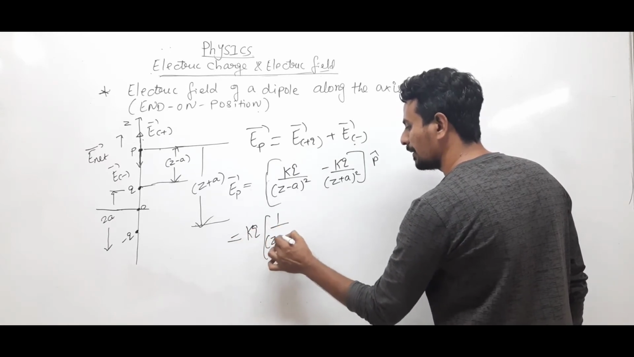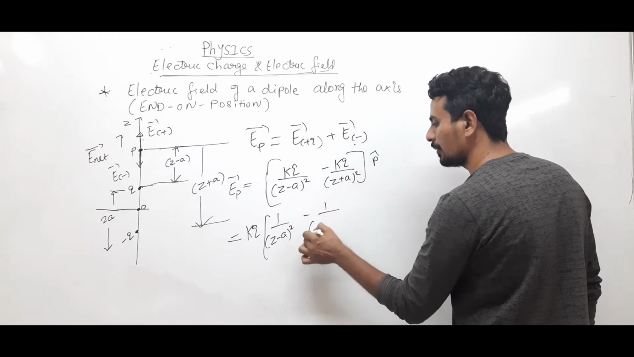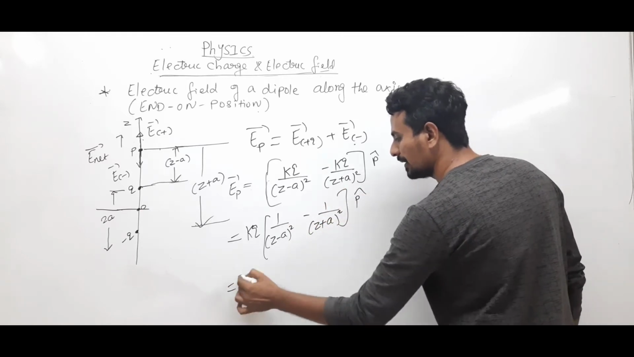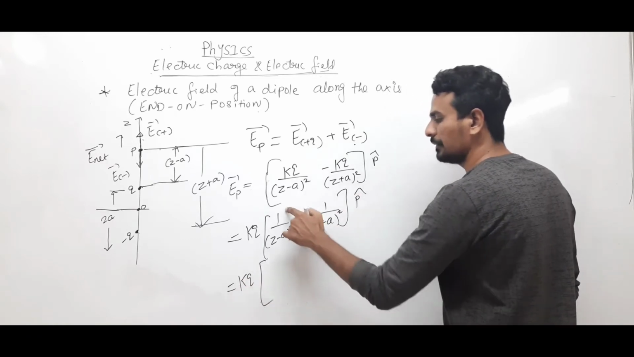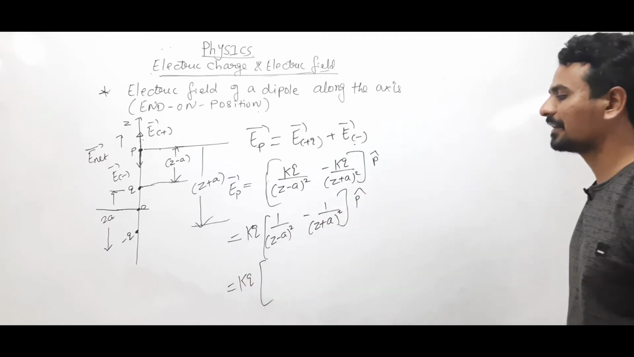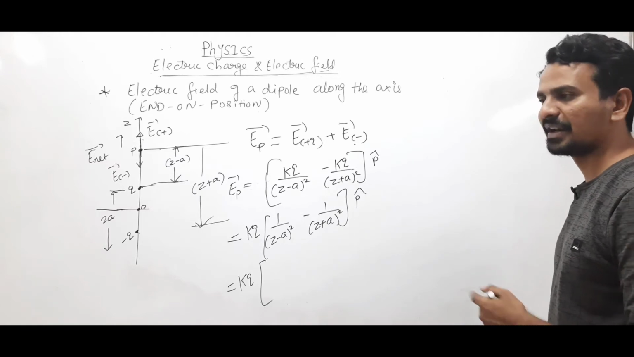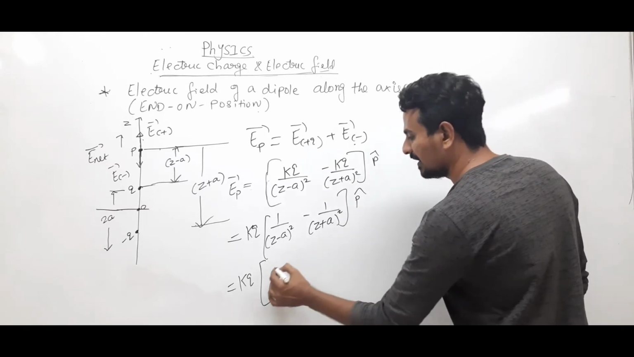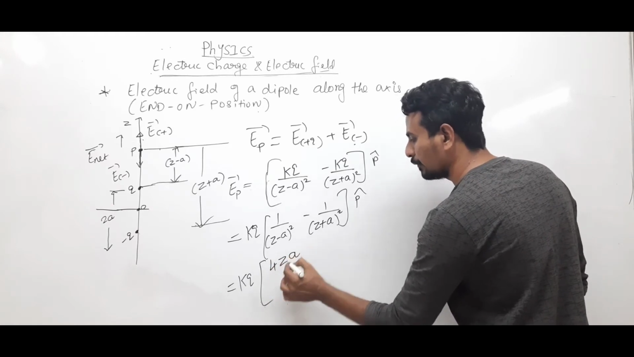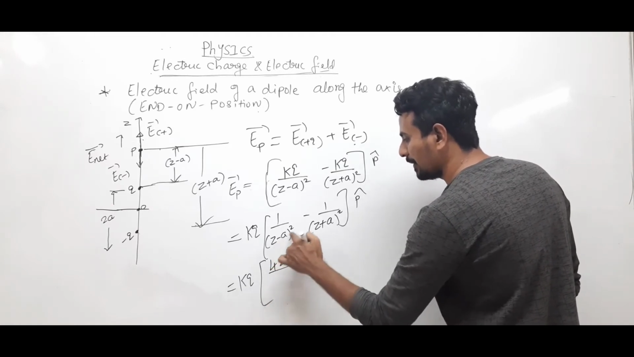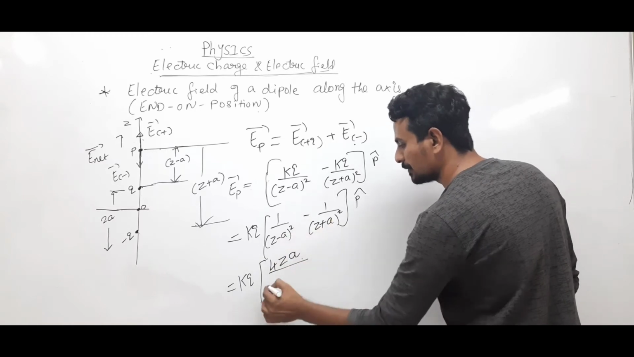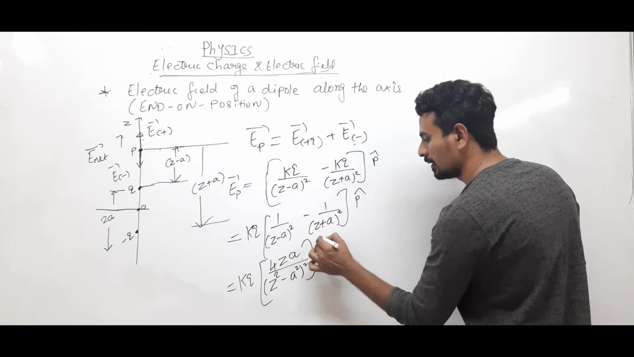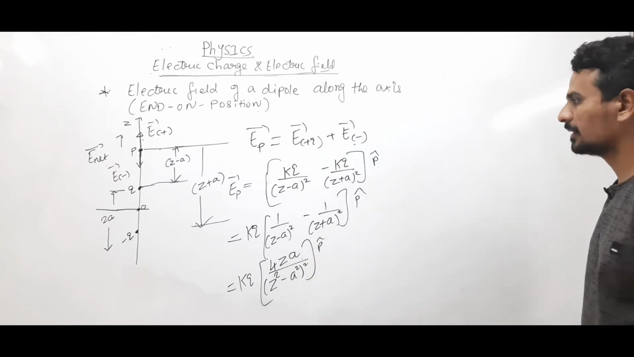1 upon (z minus a) the whole square, 1 upon (z plus a) the whole square, p caret. So this will be kq. This will go here: (a plus b) the whole square minus (a minus b) the whole square. So only the middle term will be remaining, other terms will be cancelled off. So it will be 2za plus 2za, 4za upon (a minus b) the whole square, (a plus b) the whole square. So that will be (a square minus b square) the whole square. Clear?